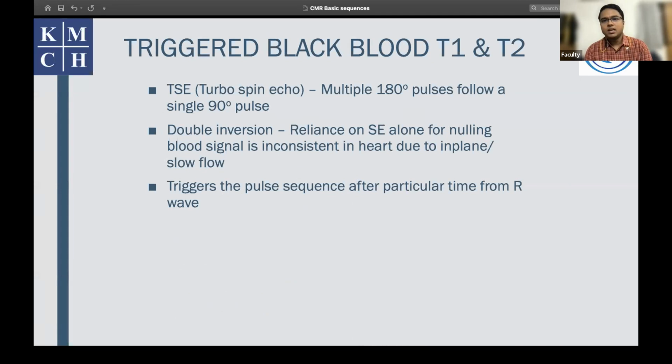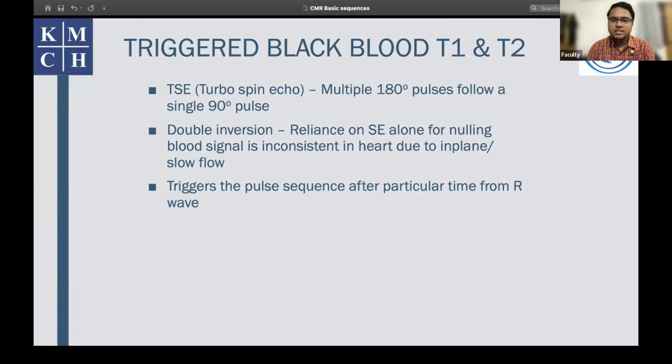The next is the black blood or the triggered black blood images. We saw that we are able to obtain black blood images with the routine FSE or turbo spin echo sequence itself, which is nothing but a single 90-degree pulse with a 180-degree RF pulse train. So why do you need a separate triggered black blood sequence? We saw that the blood nulling that happens in the spin echo sequence is not foolproof.